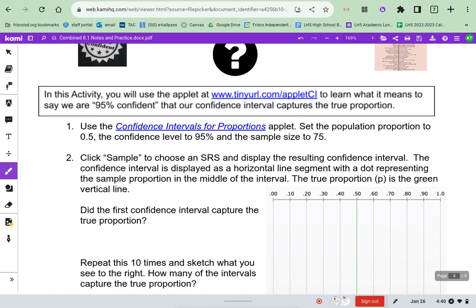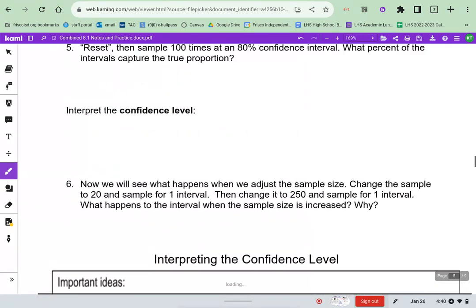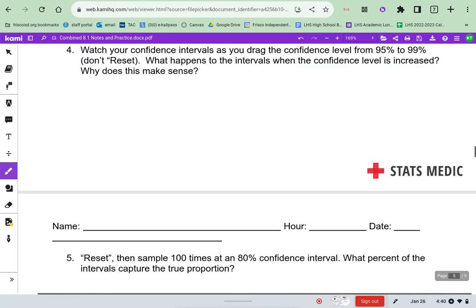Okay, so now we went to an applet called tinyurl.com/applet, and that's capital C, capital I. So you can do that. What I would do is pause the video, try and work through 1 through 6, and then unpause it, and you can check it with me.